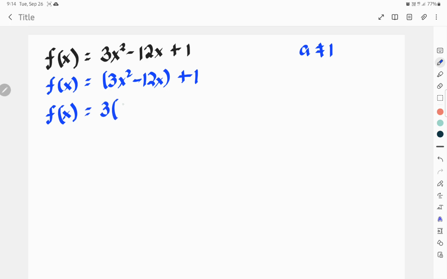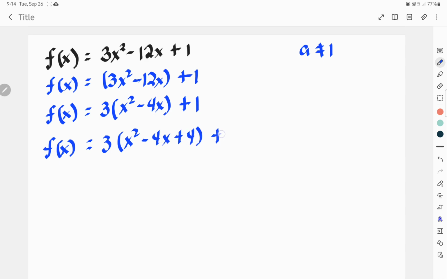So we have 3 times, then 3x² divided by 3 is x², and −12x divided by 3 is −4x, plus 1. Since what's inside the grouping is a quadratic where a is equal to 1, we can now apply the perfect square trinomial concept. You add 0 in the form of f(x) = 3(x² − 4x + 4) + 1.